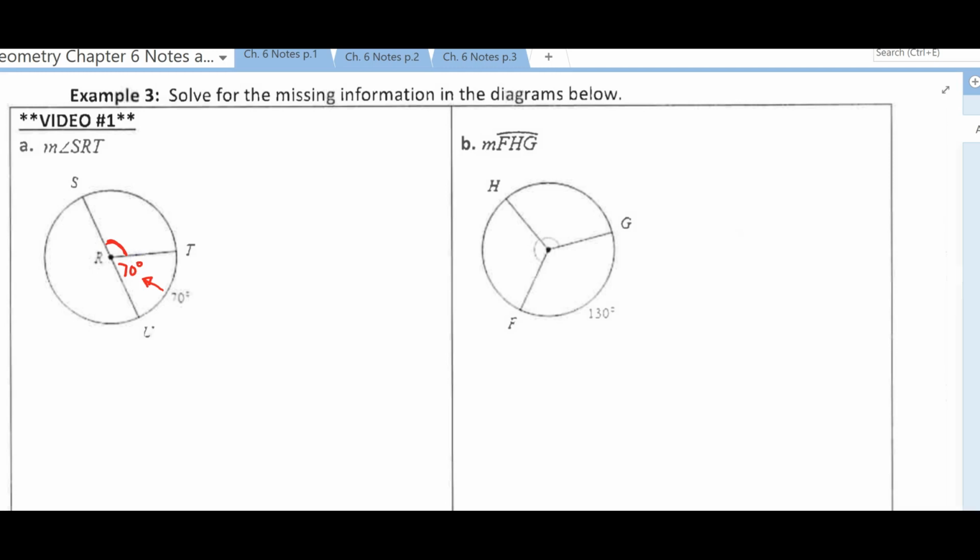And I can see that I have a straight angle here. So these two angles form a linear pair. So I know that the measure of angle SRT has to be whatever's left from 180, because linear pairs add up to 180. So that would give me 110 degrees.